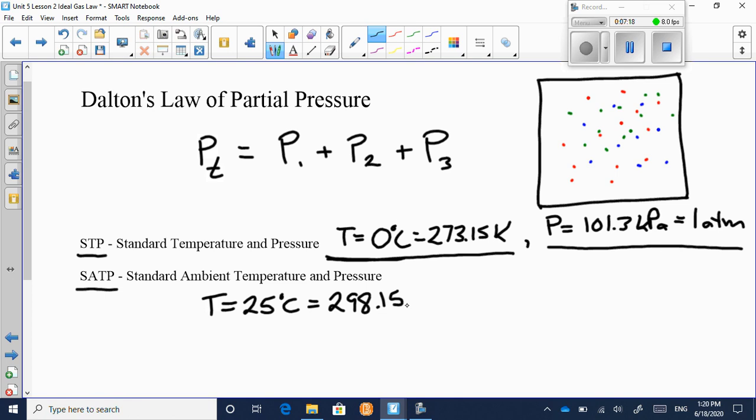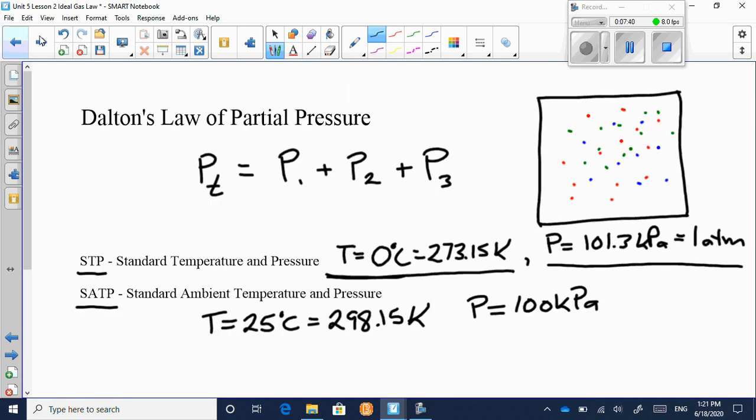Temperature is 25 degrees Celsius or 298.15 Kelvin. And at standard ambient temperature and pressure, the pressure is 100 kPa. So it's a little bit different. The pressure is just a little bit different than STP. So anyway, if you ever see questions that say that it's at STP, you know that you are being given a temperature and a pressure.